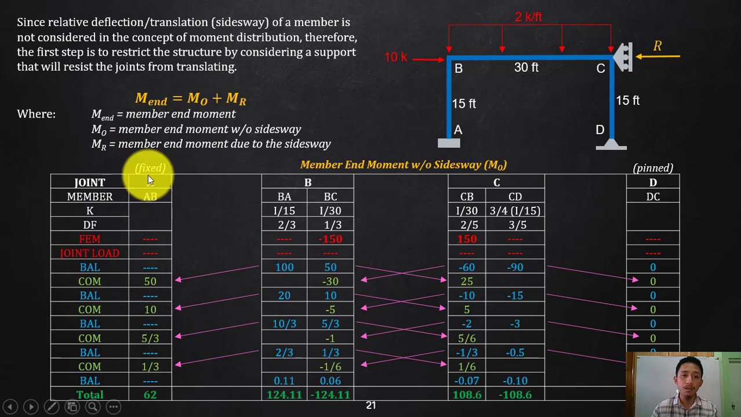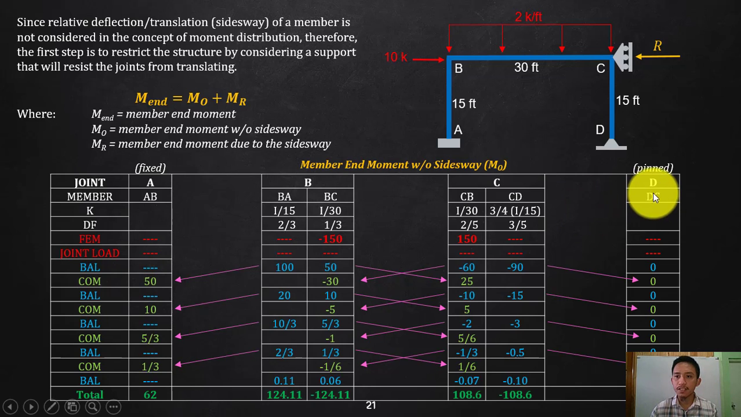Establish your moment distribution table. So joint A, that is fixed. Joint B, continuous, so you have their connected BA and BC. Joint C is continuous, you have their connected CB and CD. Of course, we will not first consider that reaction. We will only solve that reaction R once we already have your end moments.